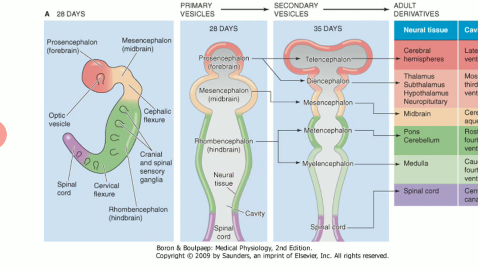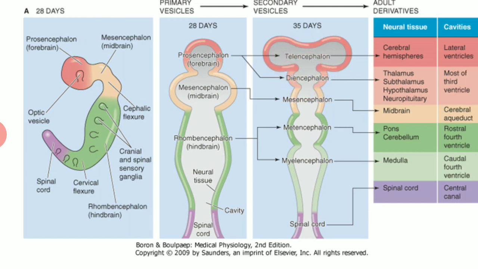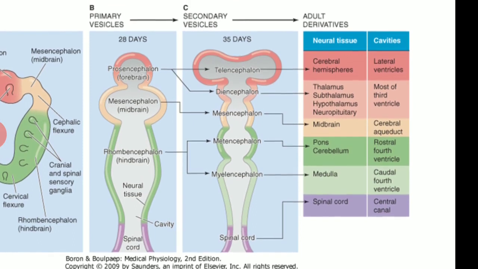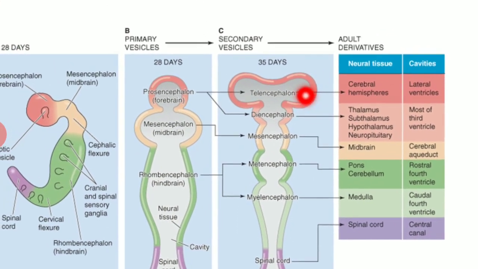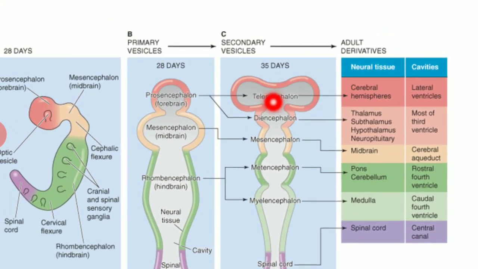Now, secondary vesicles are formed at 35 days of embryological life. The cavity of the prosencephalon, the forebrain, is divided into two cavities: one for the telencephalon and another for the diencephalon. And from this, in future, there is a formation of the cerebral hemispheres from the telencephalon, and from the diencephalon there is a formation of the thalamus, subthalamus, hypothalamus, and neurohypophysis.